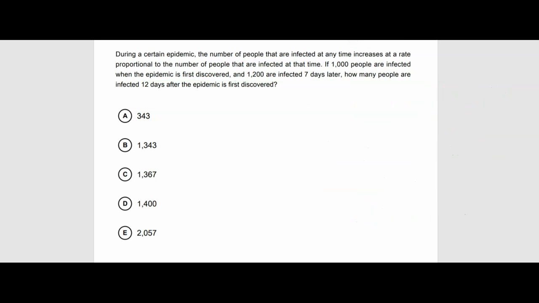Okay, so if P represents the number of people infected at a certain time, and T represents time, in this case days, we're looking for the rate of increase of the people that are infected. So it's going to be dP/dt. That rate is proportional to the number of people that are infected at that time. So K times P.